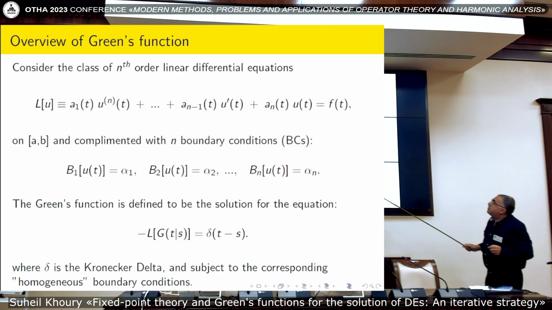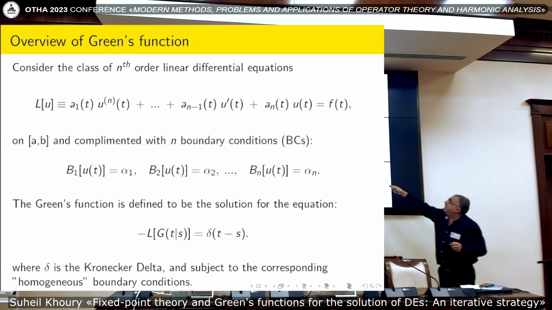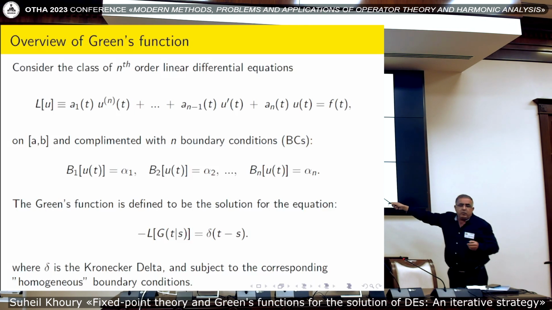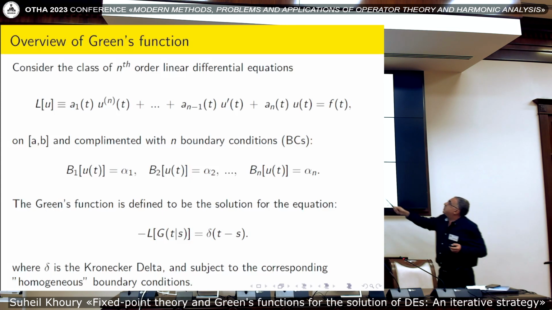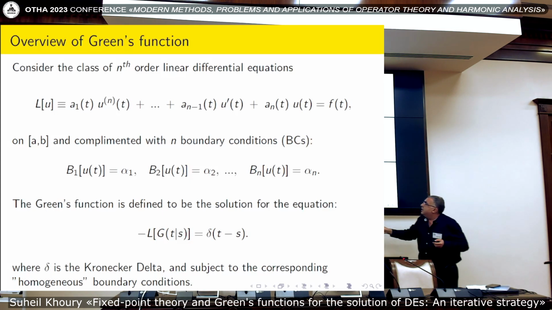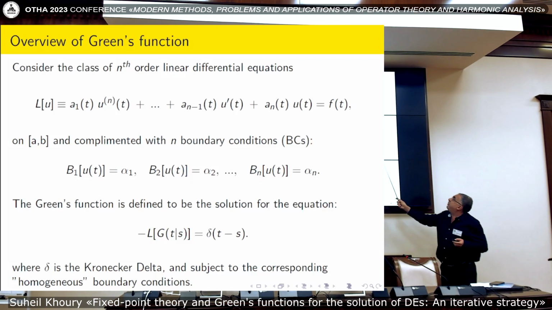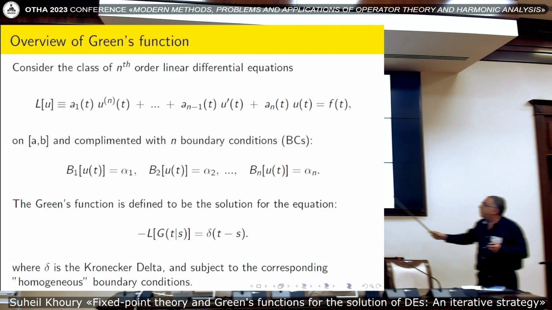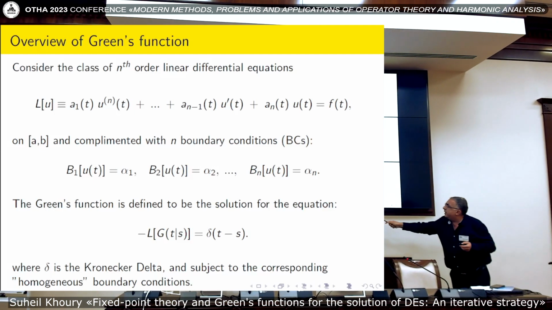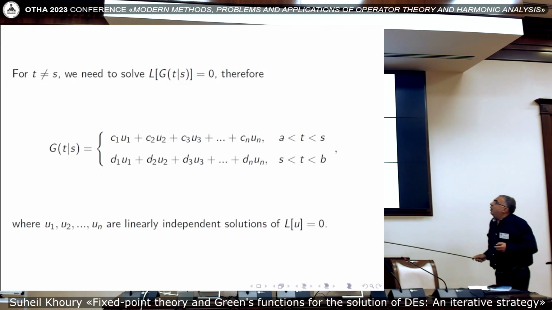Of course, this differential equation should be complemented with boundary conditions so that a solution exists. So this is my operator L, and I want to solve it where f of t is replaced by the Dirac delta function, this one. The solution is called the Green's function.